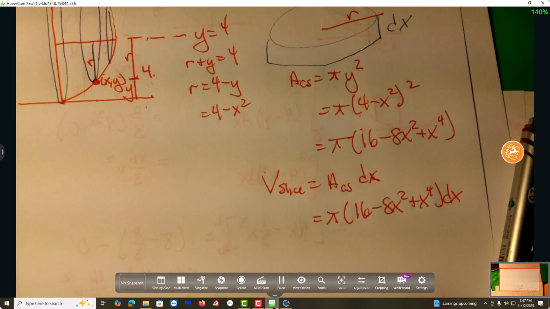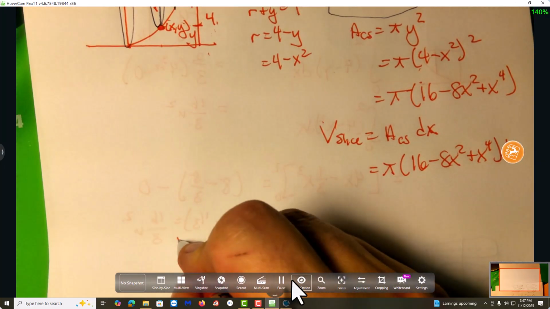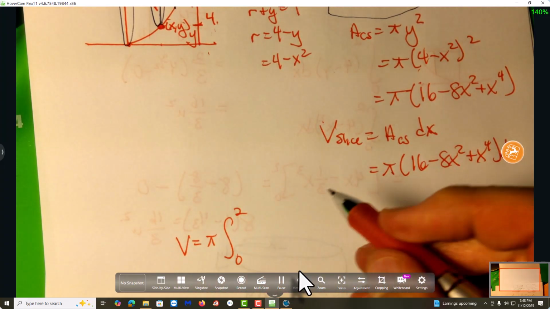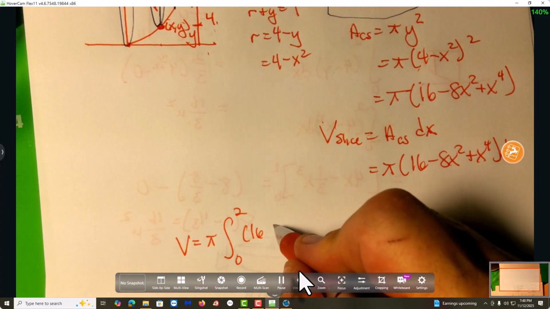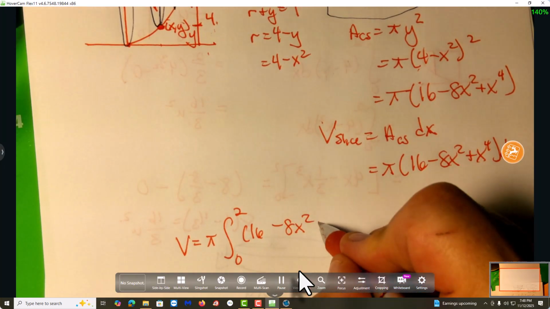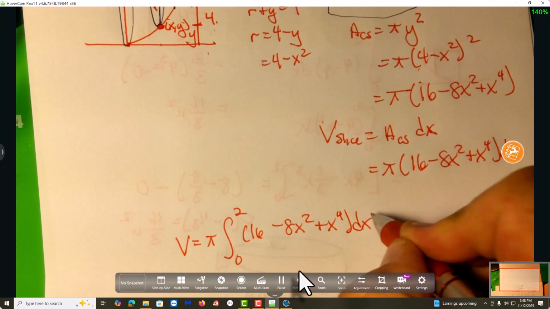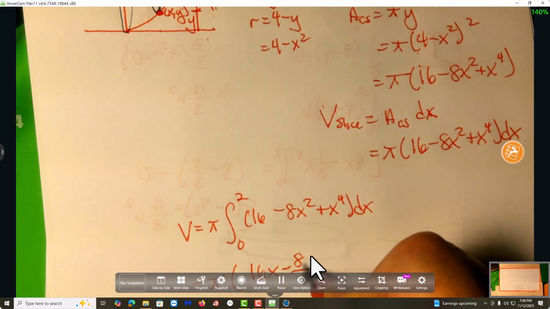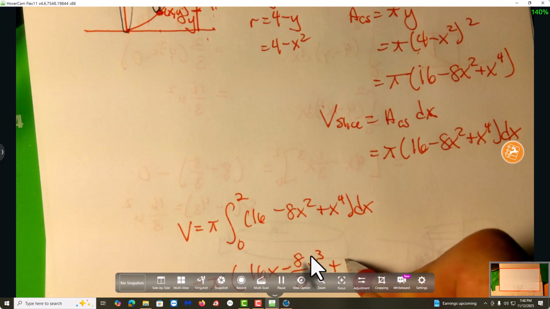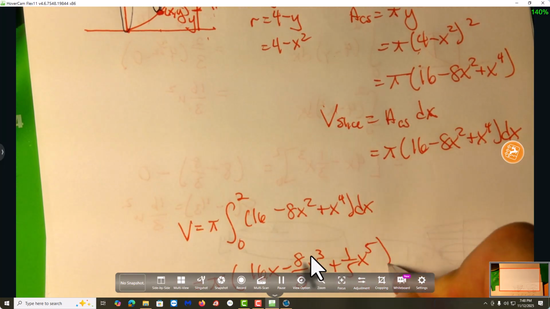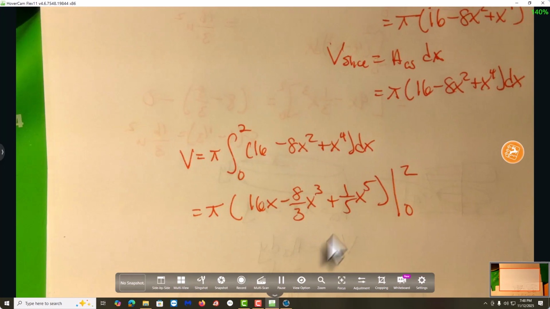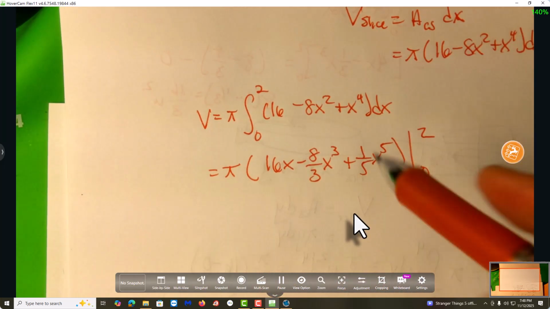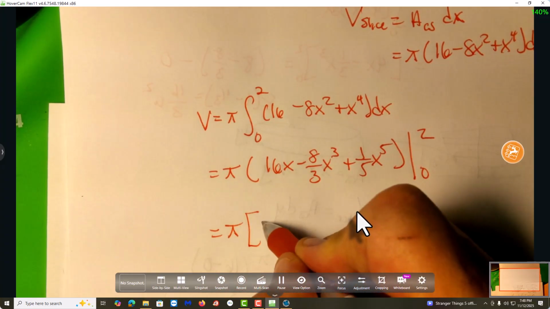All right, so here we go. What's my volume? Well, that's going to be pi times the integral from 0 to 2 of 16 minus 8x squared, and don't forget to add a little plus x to the 4th dx. So this antiderivative is 16x minus 8/3 x cubed plus 1/5 x to the 5th. We're going to go from 0 to 2. At 0, these are a bunch of zeros, so we're just going to have a 0 there. So this is pi, but the interesting part happens at 2.